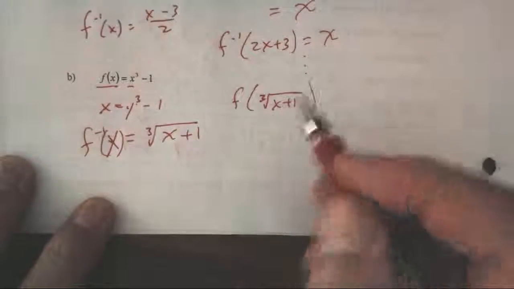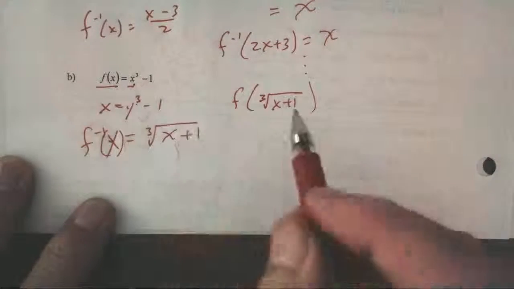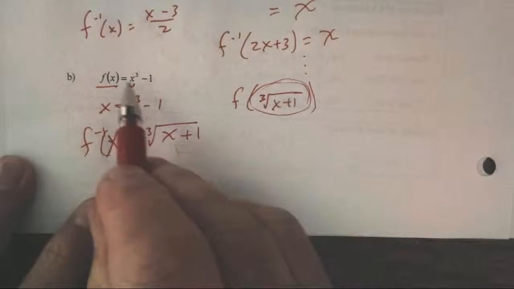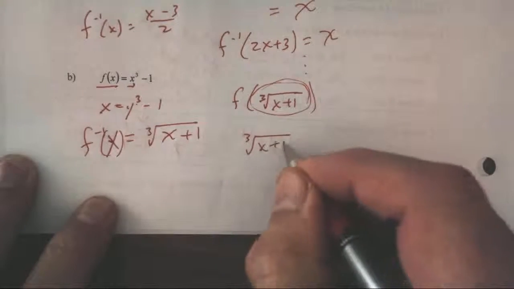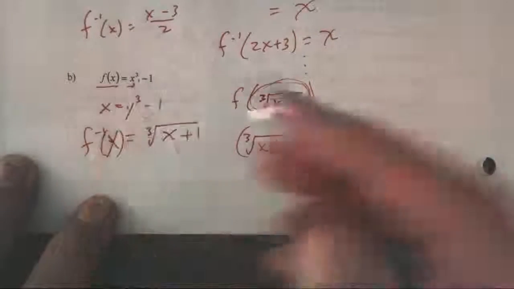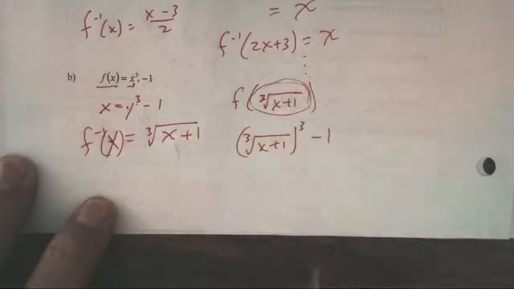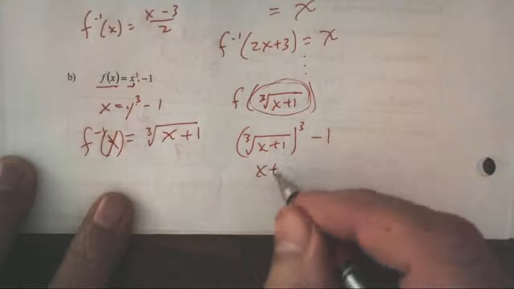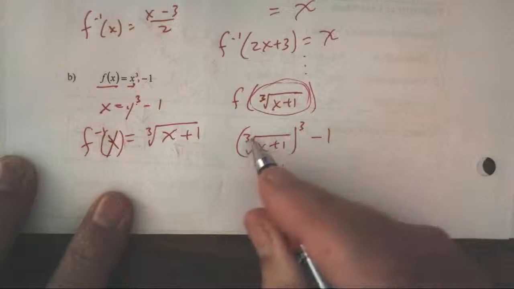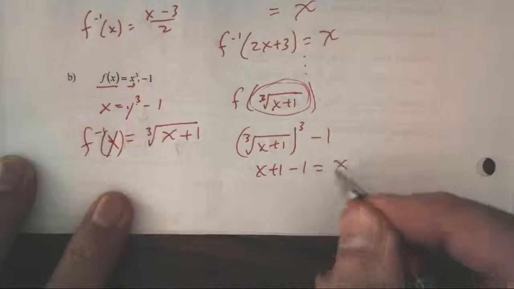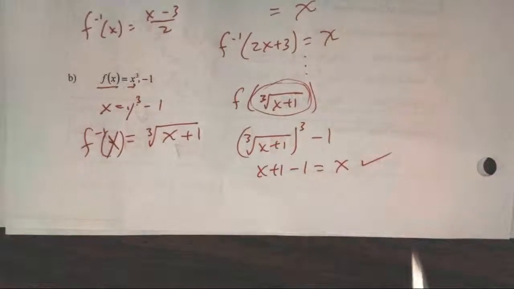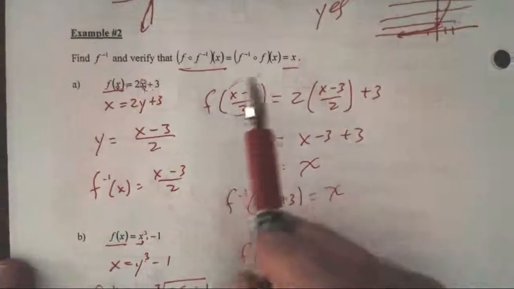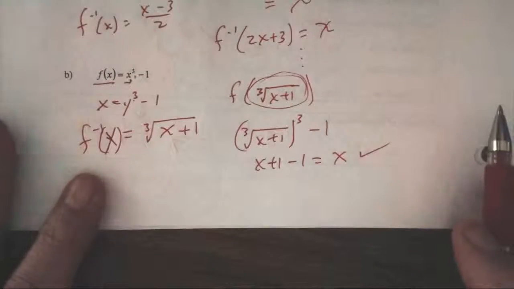F is a factory that takes things no matter what they look like. Now it looks like this, puts it right here. Third root of x plus 1, then we cube it, then we subtract 1. Gives me x plus 1, cube cancels cube root, minus 1 equals x. And again, at that point, f inverse of f of x, but it's pretty much the same process.